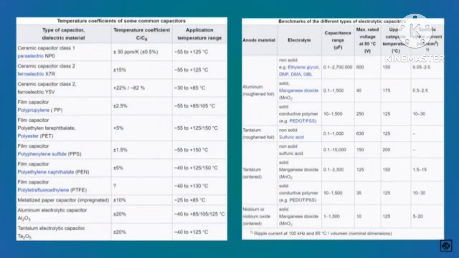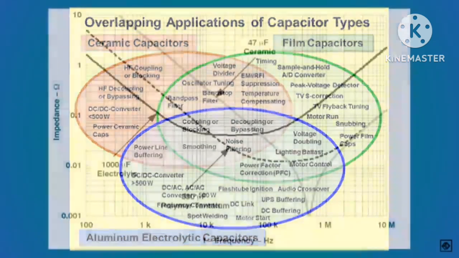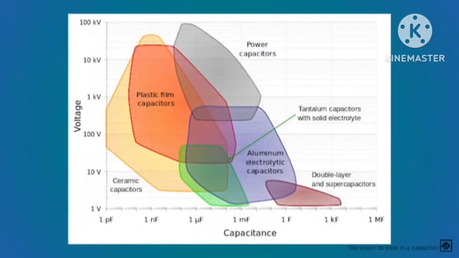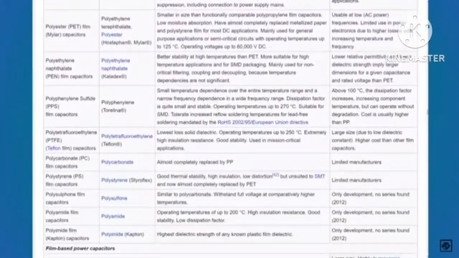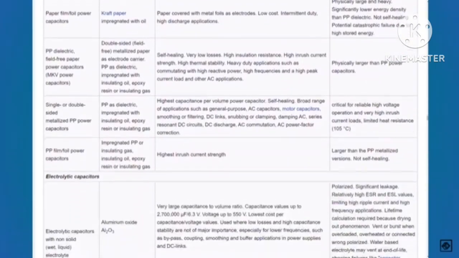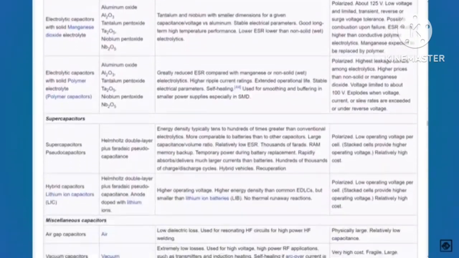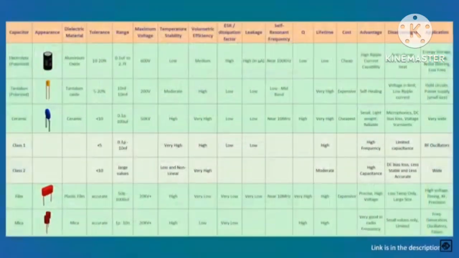There are some more tables, charts, and graphs. Then there is this large table with more advantages and disadvantages. You can get a rough estimate of what's available in the market and how it will behave by following this table. But always look at the manufacturer's datasheet for better details. There are some other types of capacitors also, but these are some common capacitors.